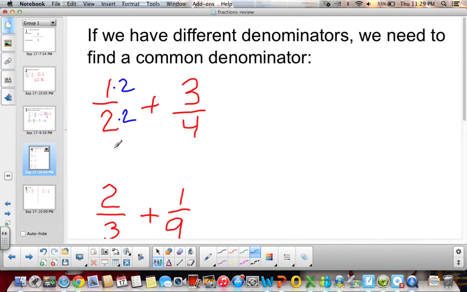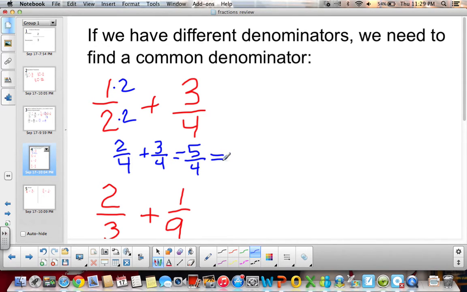I'm going to rewrite it so it's nice and neat. So we have 2/4 plus 3/4. Now we can add. 2 plus 3 is 5/4.